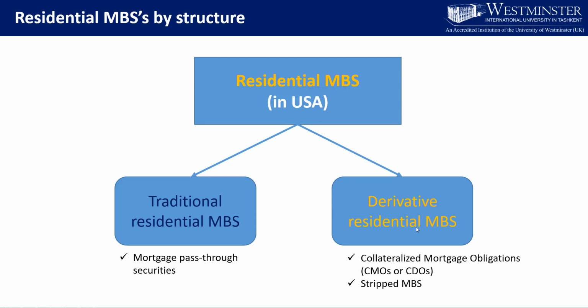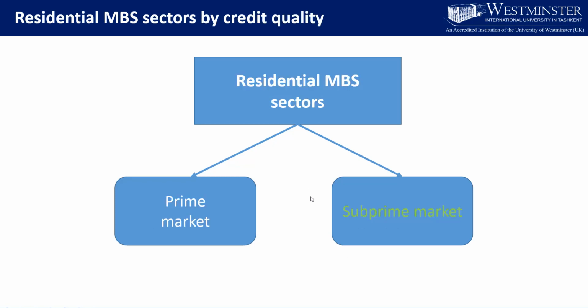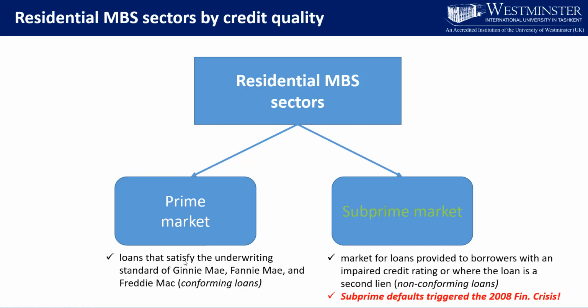These are more complex structured products or financially engineered products. They're called CDOs or CMOs, collateralized mortgage obligations or collateralized debt obligations. They're also stripped MBS by tranches in terms of the creditworthiness. Residential MBS also can be divided by sectors: prime market, subprime market. Prime basically means highly creditworthy borrowers.